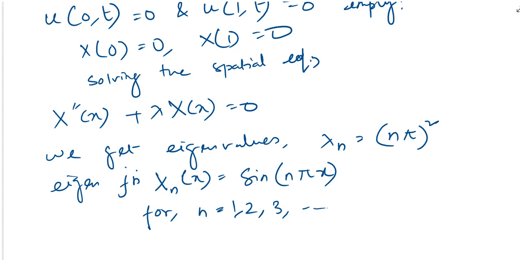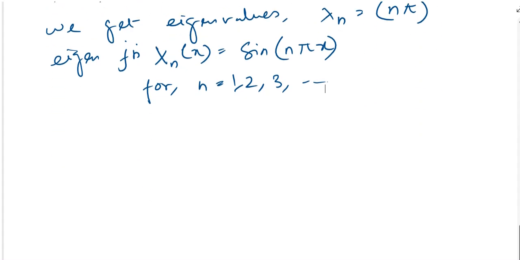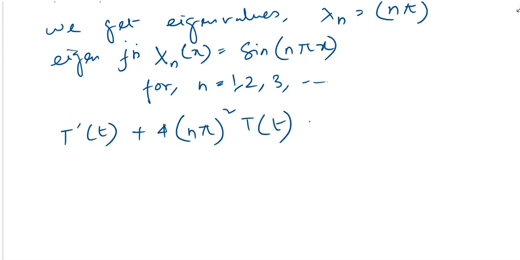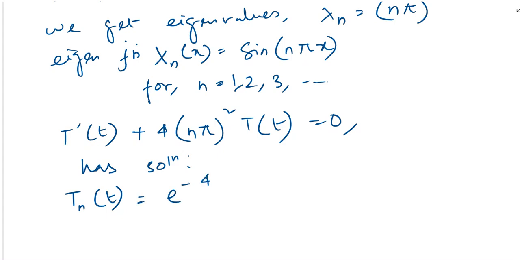The time t dependent equation, T dash of t plus 4 (n pi) whole square into T of t equals 0, has a solution. What will the solution be? T n of t equals e to the power minus 4 (n pi) whole square into t.